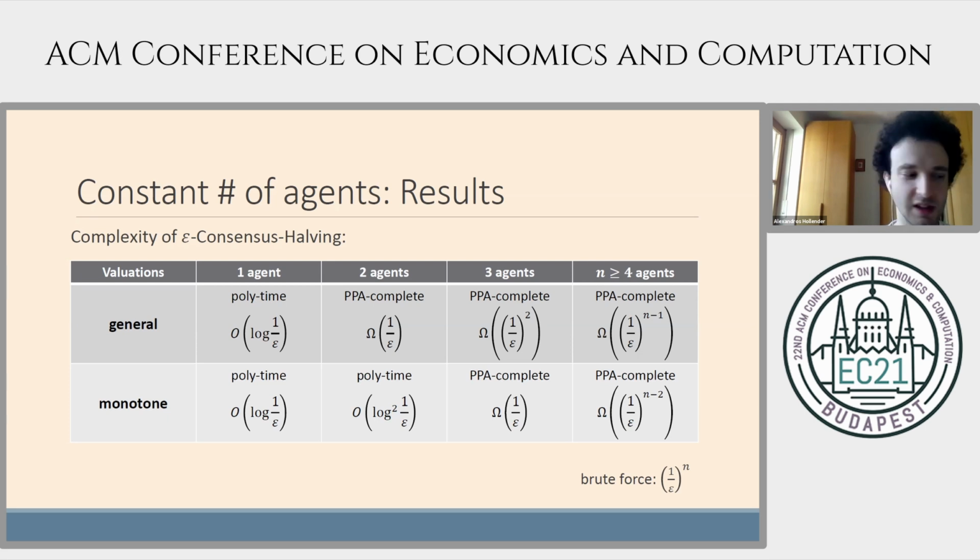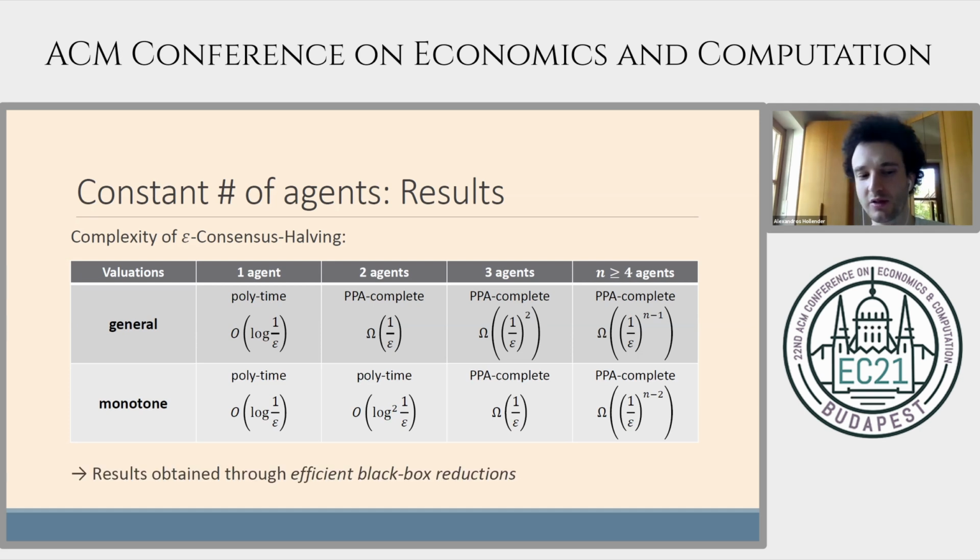In terms of techniques, I won't say much, but let me just say that the results are obtained through what we call efficient black box reductions. And this essentially means that using a single reduction, you get both the hardness in the white box model and the hardness in the black box model. So we get both the PPA hardness and the query lower bound just with a single reduction, by making sure that this reduction is an efficient black box reduction.